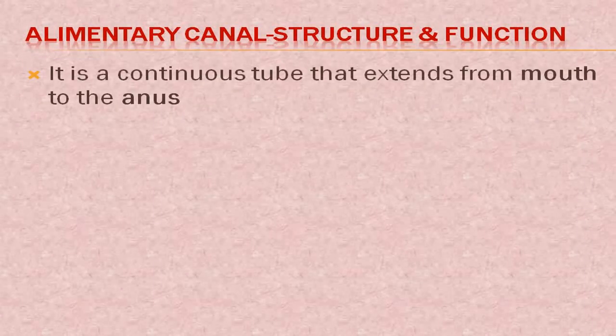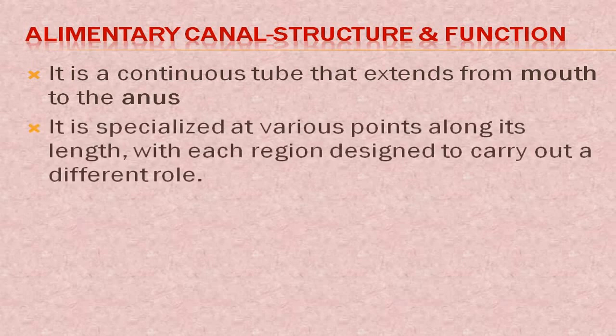Now the alimentary canal. It is a continuous tube that extends from the mouth up to the anus, and throughout its length at various points it has specific regions which are designed to carry out a specific role. For example, stomach, small intestine, large intestine, although these are parts of the alimentary canal, each and every one has a specific role.